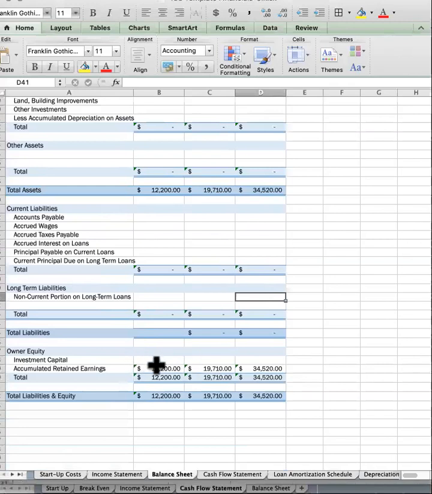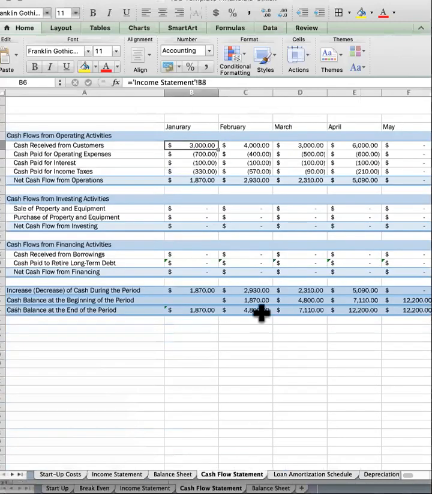Okay. Next, investment capital. Again, that's where you put what you're bringing into the business. And then accumulated retained earnings is that formula already built in to help you balance your balance sheet. Finally, the cash flow statement.